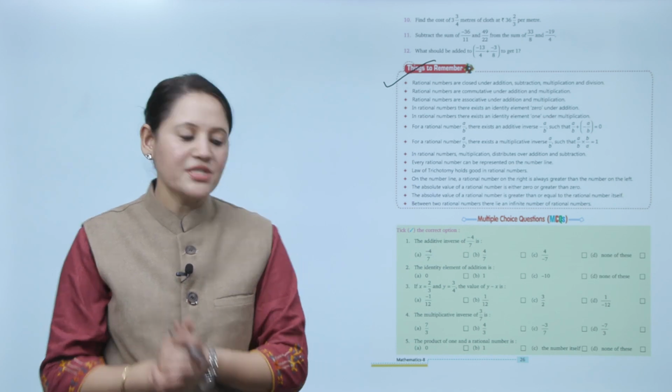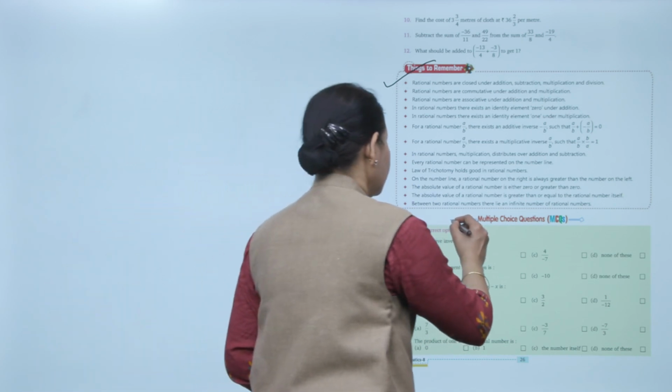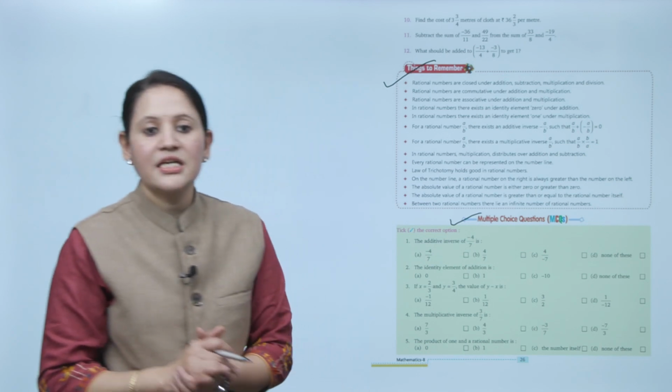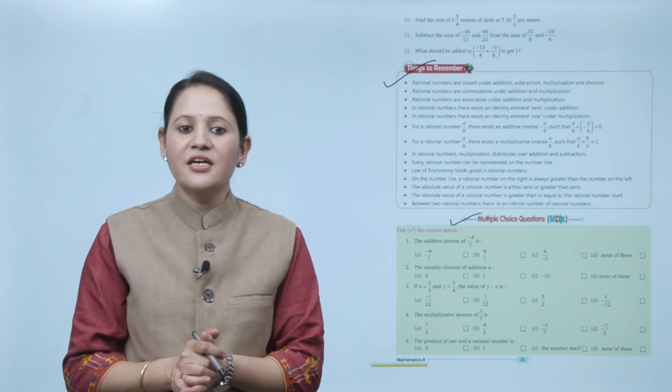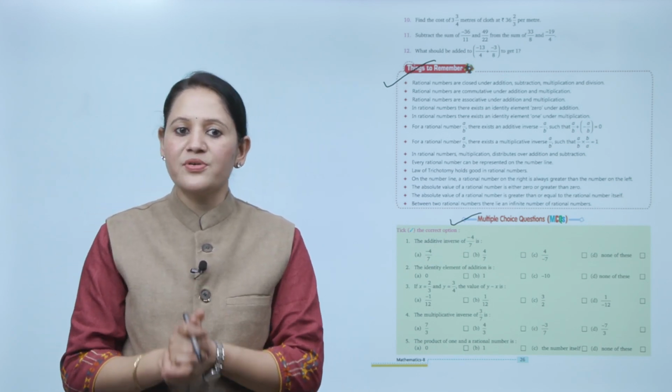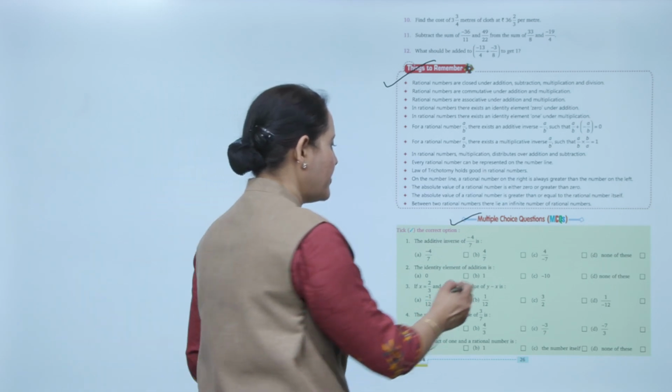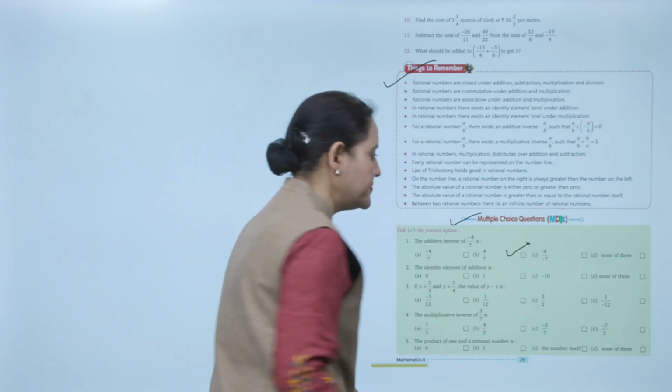Next is multiple choice questions. Choose the correct option. The additive inverse of minus 4 upon 7 is 4 upon 7. So B is the correct option.